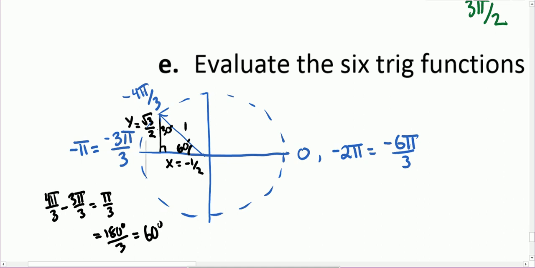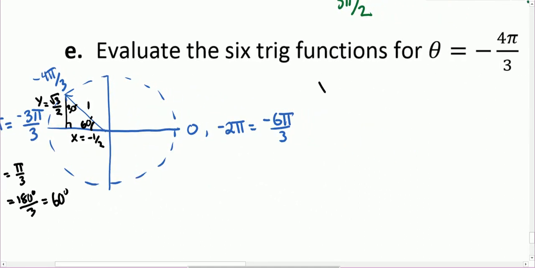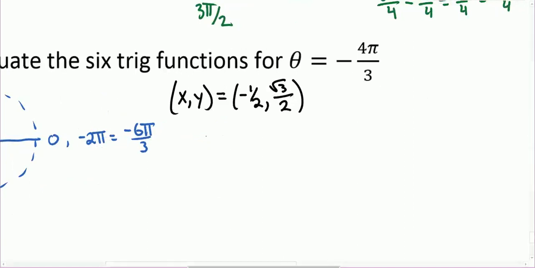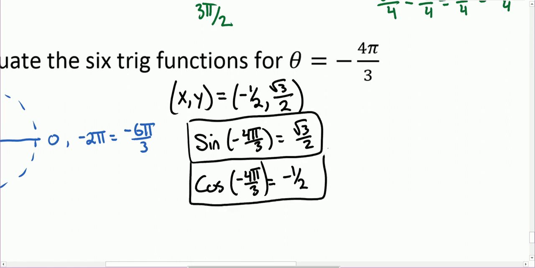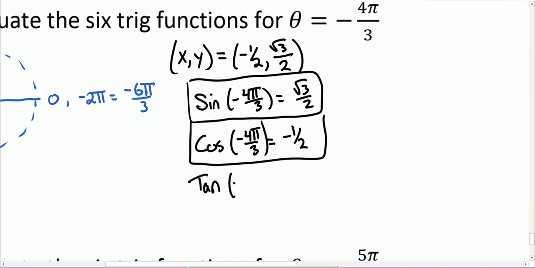So we have the x and y value. On the unit circle, the x value is negative 1/2. The y value is positive root 3 over 2. So the sine of negative 4 pi over 3 is our y value, root 3 over 2. The cosine of negative 4 pi over 3 is our x value, which is negative 1/2. The tangent of negative 4 pi over 3 is root 3 over 2, the sine, over the cosine. Multiply top and bottom by 2 and you end up with negative root 3.